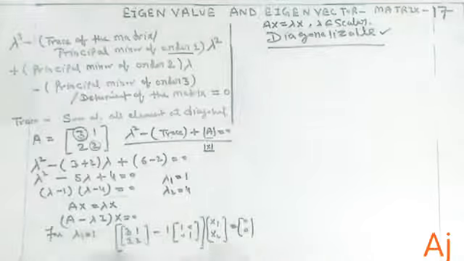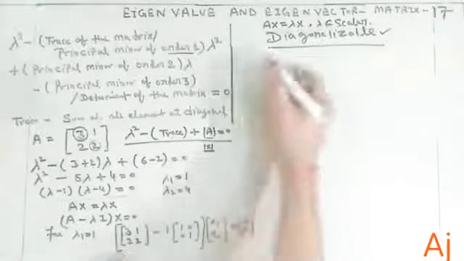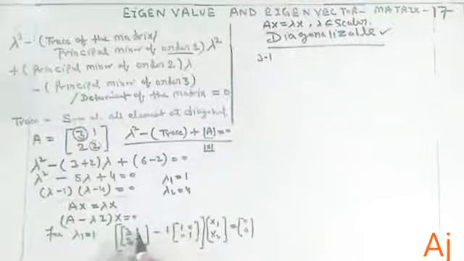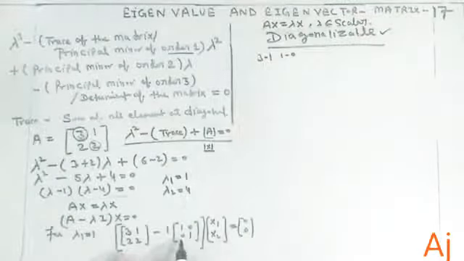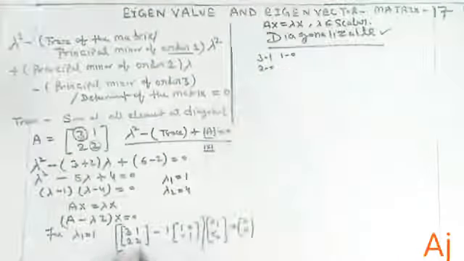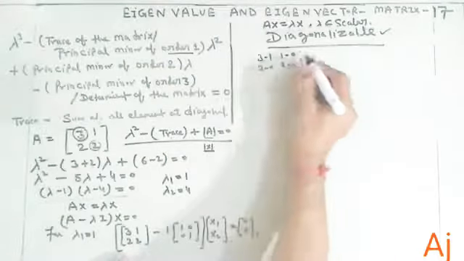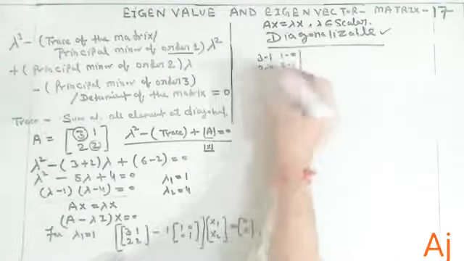If you solve it, what will you get? 3 minus 1, 1 minus 0, 2 minus 0, and 2 minus 1. If you subtract the two matrices, you will get the matrix times x1 x2 equal to 0 0. Solve it: 3 minus 1 is equal to 2, 1 minus 0 is 1, 2 minus 0 is 2, and 2 minus 1 is equal to 1. This times x1 x2 is equal to 0 0.